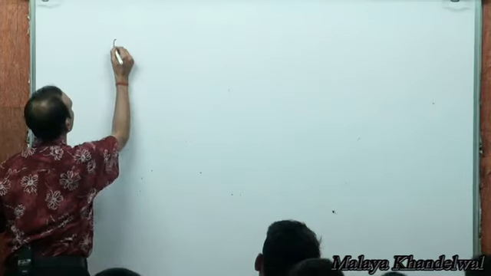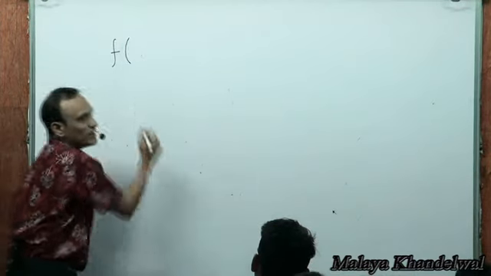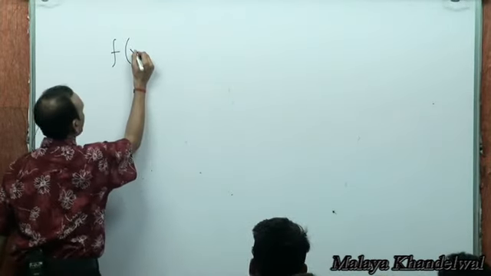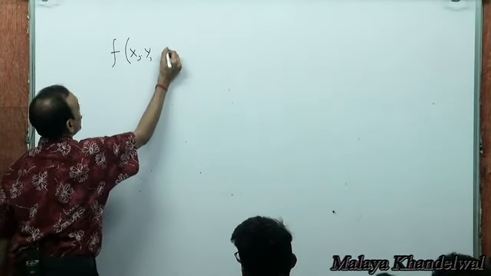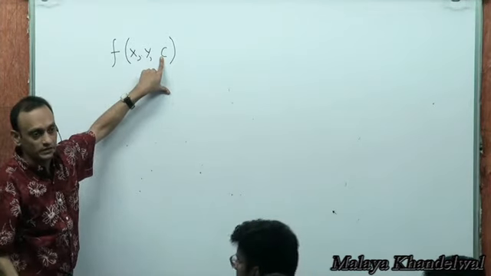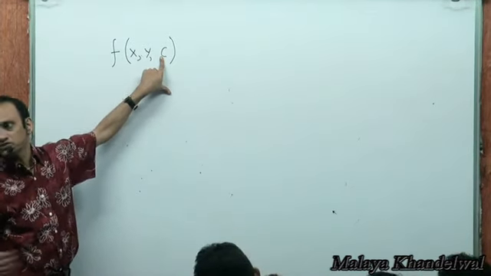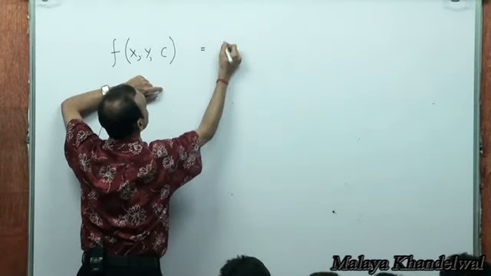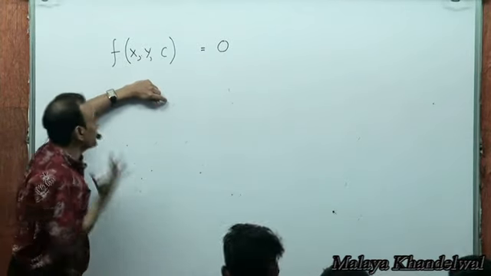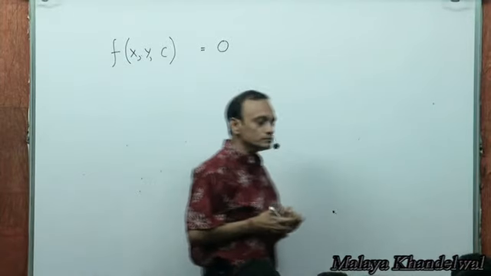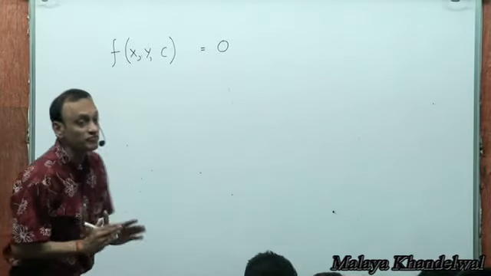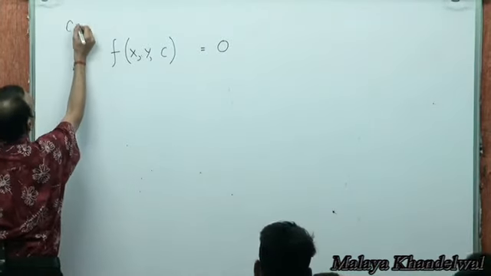Say, a family of curves essentially could be a function of x, y, and an arbitrary constant. Different values of c will give me different members of the family. F of x, y, c equal to 0 is a family of curves, where c is an arbitrary constant.